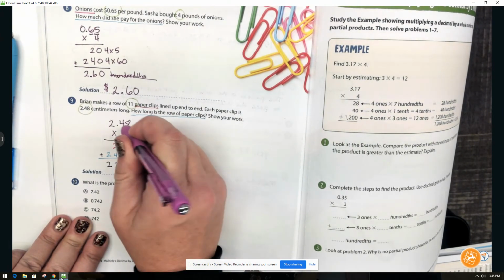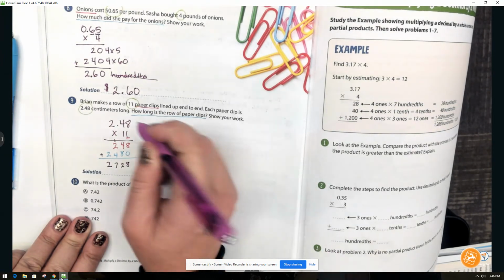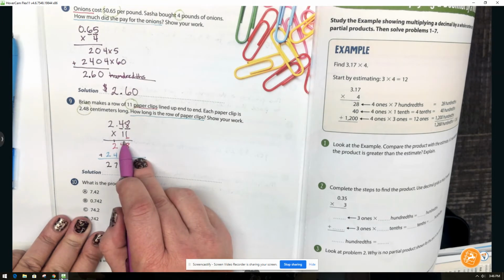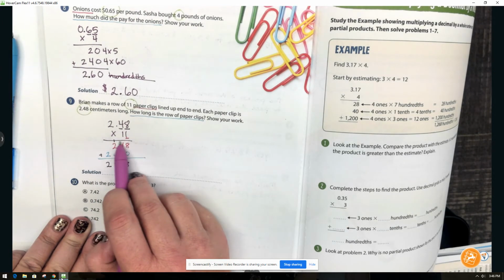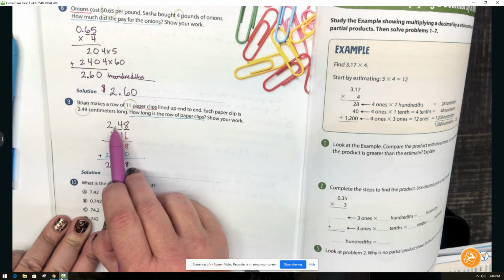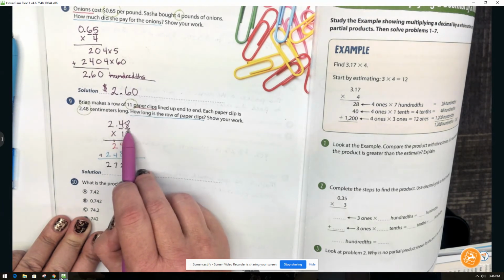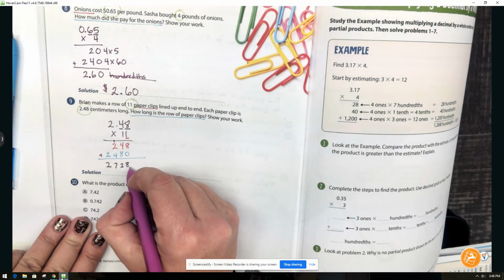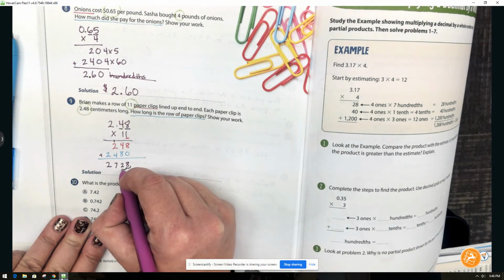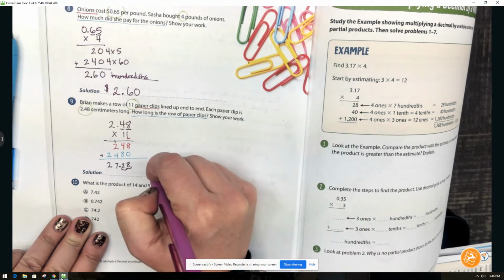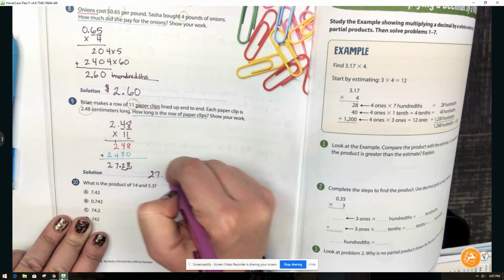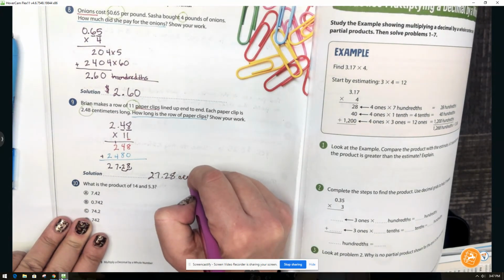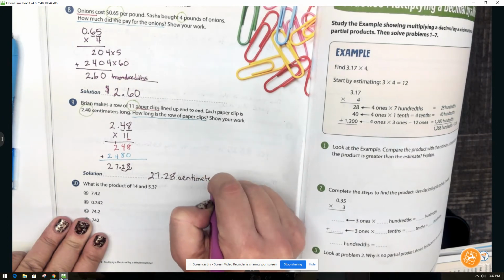So now we're going to look back at our original problem. And our original decimal, there's only one decimal in this equation because this is a whole number. And then I look at this decimal. How many digits come after the decimal? 2. So I'm going to move this decimal starting on the right, move it over 1, 2. So my answer is 27 and 28 hundredths centimeters long.